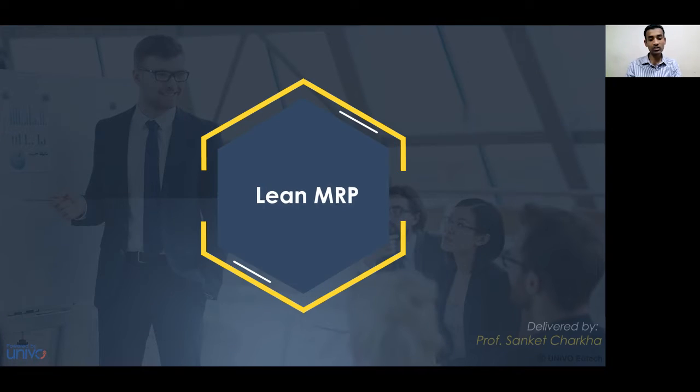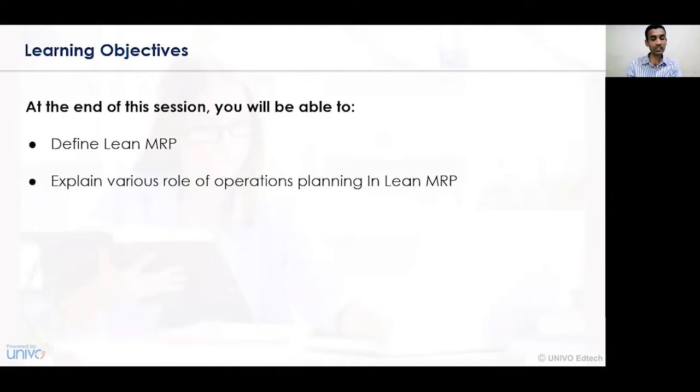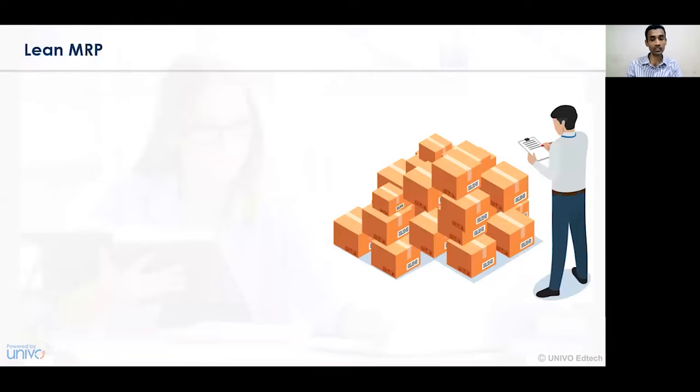In this particular session, we'll be understanding and dealing with the concept of Lean MRP. The learning objectives: at the end of this session, the learners will be able to understand or define the term Lean MRP, explain the various roles of operations planning in Lean MRP, and describe how Lean MRP is being implemented in a business organization or a manufacturing unit.